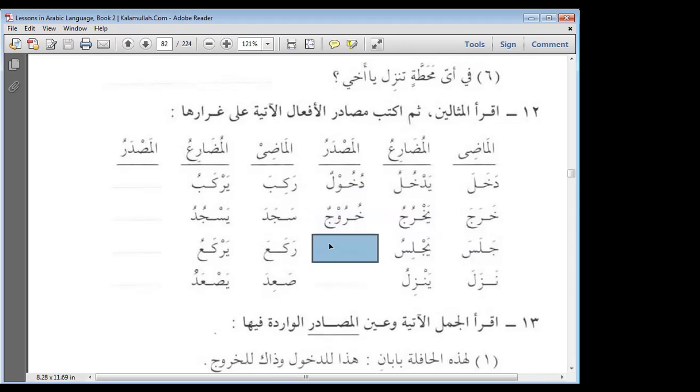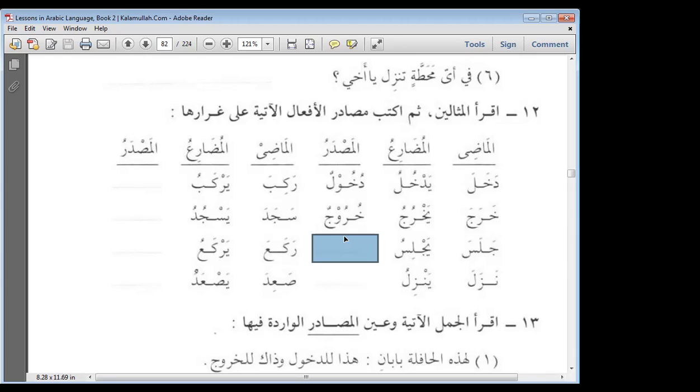So the pattern is what? You take the first root letter, put a dhamma, second root letter, put a dhamma, then put an extra vowel, and then the last letter, you put the tanween on it. See, the tanween on it indicates it's a noun, okay? Because verbs don't take tanween. So once you see the tanween, we know it's a noun, right? So it's a simple pattern: dhamma, dhamma, extra vowel, and then the tanween on the last one.